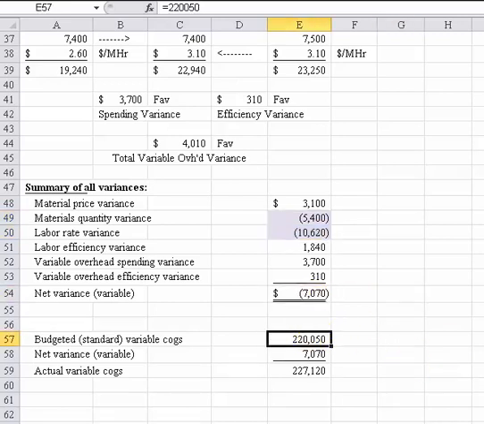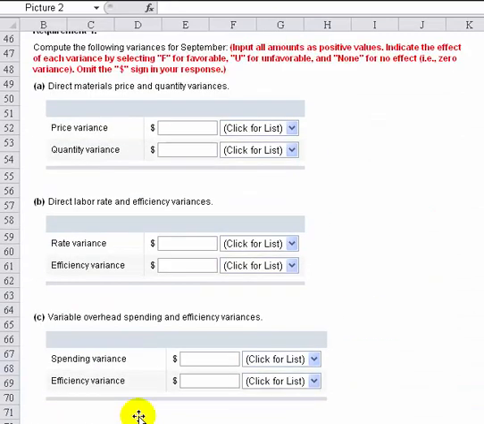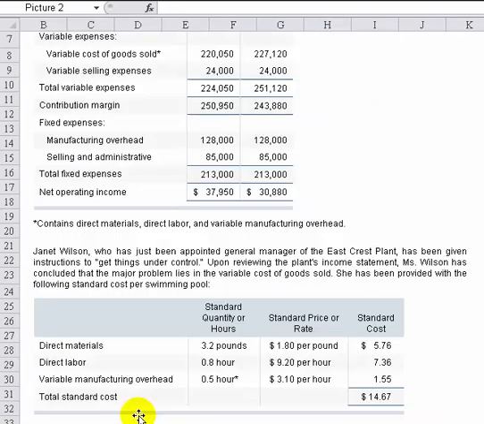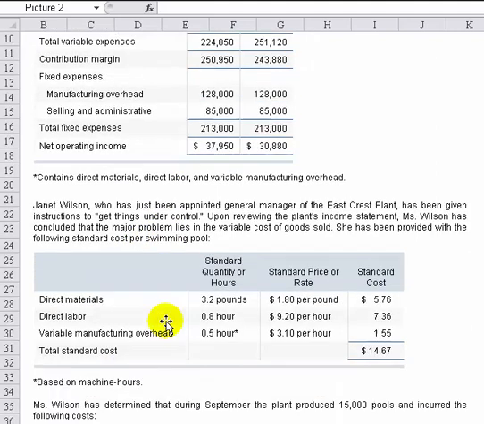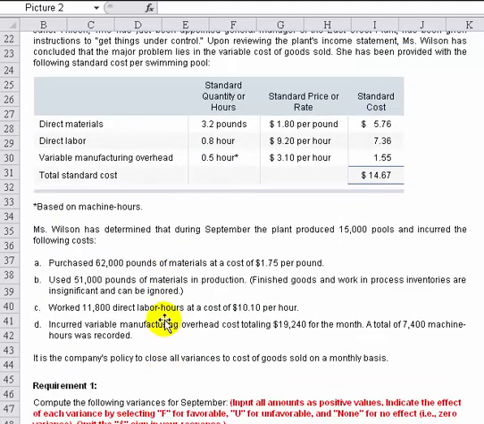And what we would do is we would take the budgeted standard variable cost of goods sold, which would be $220,050, and I believe that's given in the problem. I'm not sure where it's given. Let me take a look here.